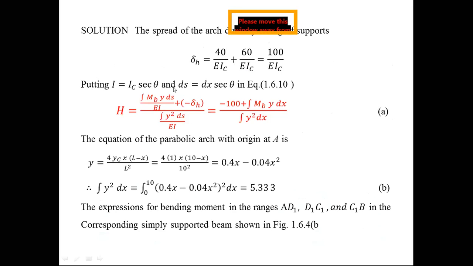But I is equal to I sec theta, and you know ds is equal to dx sec theta from the derivation. And what is the expression for horizontal reaction with yielding of support? This is the expression, and EAC gets cancelled. Only this expression delta minus delta H is equal to this 100. Now if you know the integral of M by dx and y square, then the horizontal reaction is known. Once the horizontal reaction is known, whatever it may be, axial thrust, radial shear, maximum positive bending moment and maximum negative bending moment will be calculated. This is the analysis of arch.